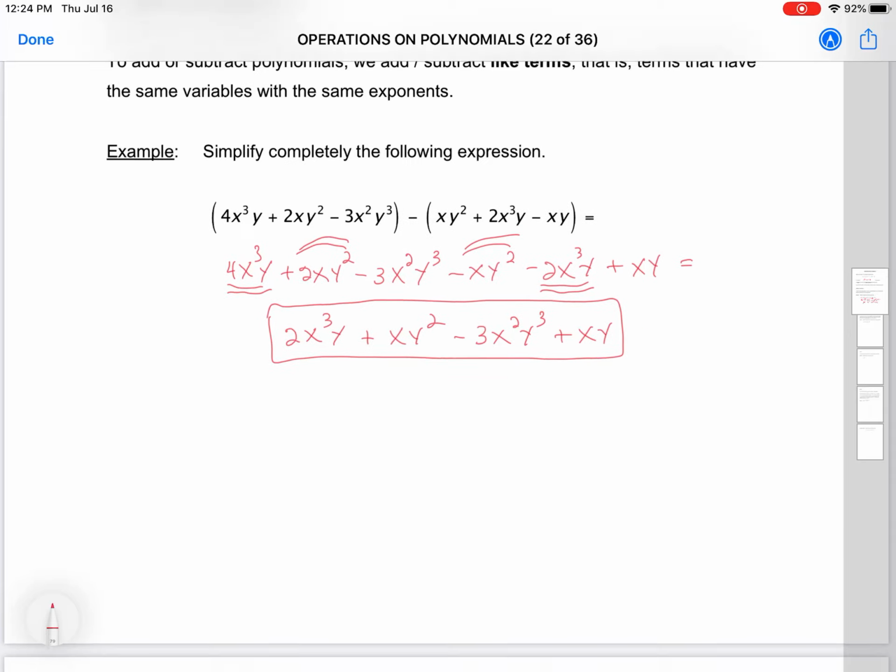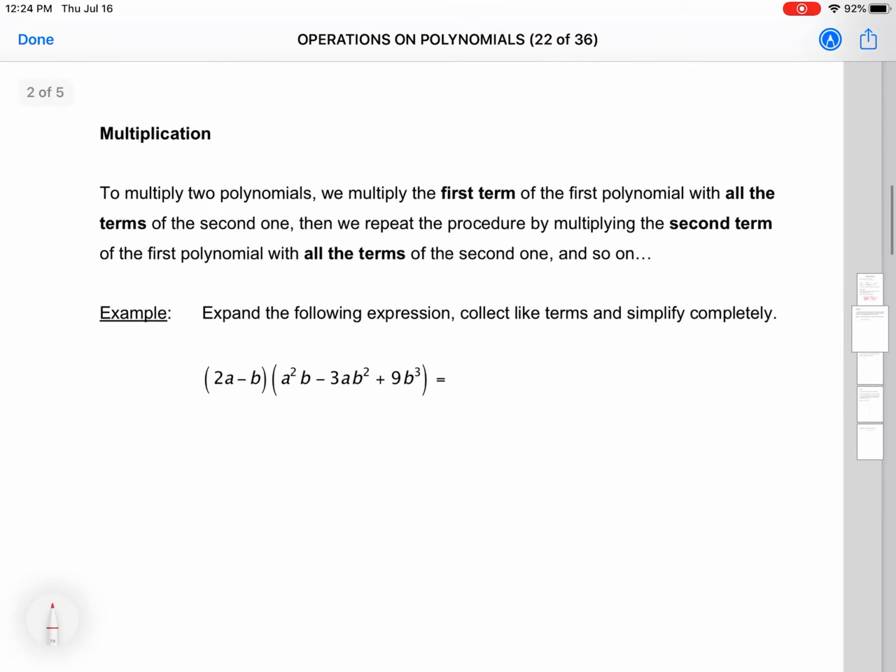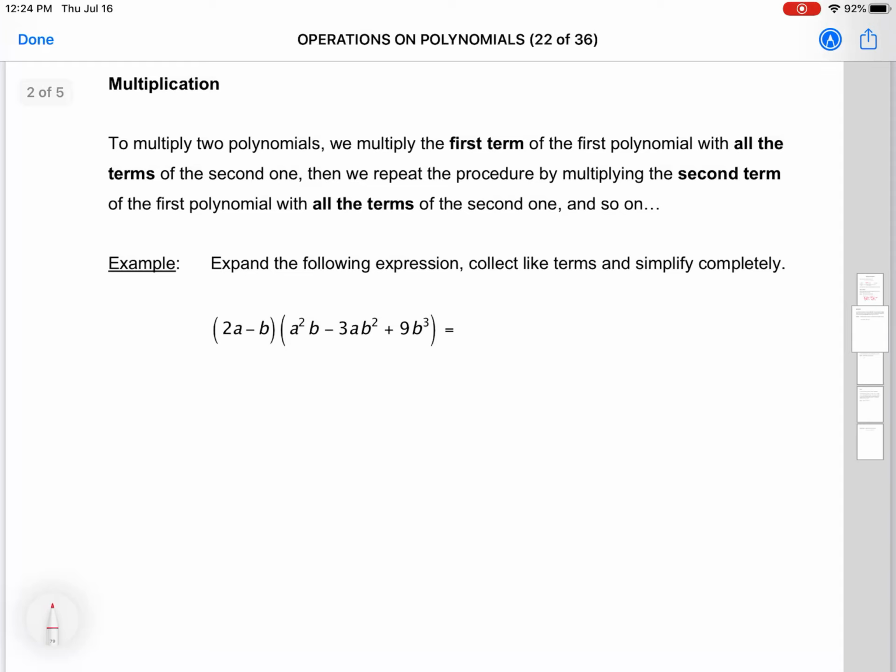Simple enough, yes? Okay, now let's take a look at some other operations, like multiplication. So what we do when we want to multiply two polynomials together is we do the old FOIL thingy. So 2a times the first term, 2a times the second, 2a times the third, and when we're done, we're going to go minus b times the first, minus b times the second, minus b times the third.